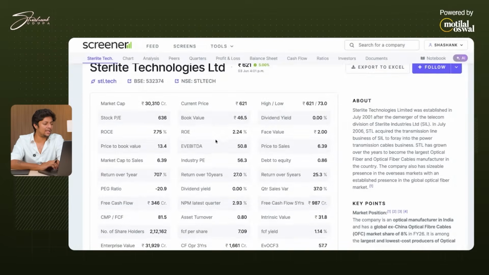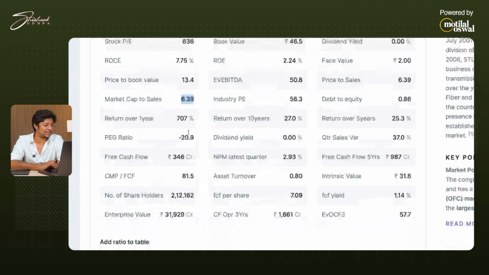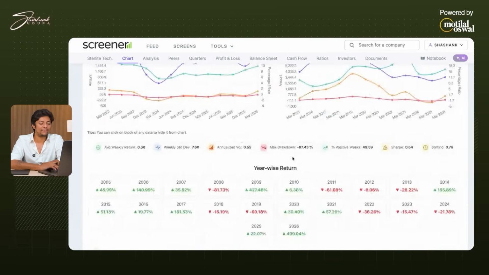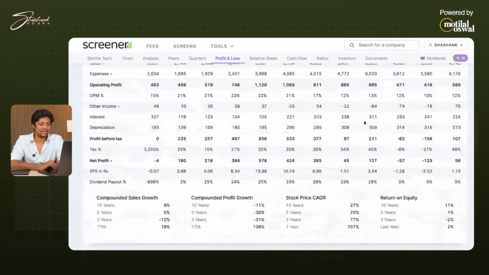So look at Sterlite. Okay, obviously stock PE is sitting at 636. So for all the people who are fundamentalists and economists, this is just the most stupid number I have ever seen. So it is very, very overvalued. Market price to sales is pretty fine. It is at 6.39. But yeah, it has gone up 7x in 1 year and it is just locked in upper circuit. Now you will say, Shashank, this is overvalued. Why is it locked in upper circuit?